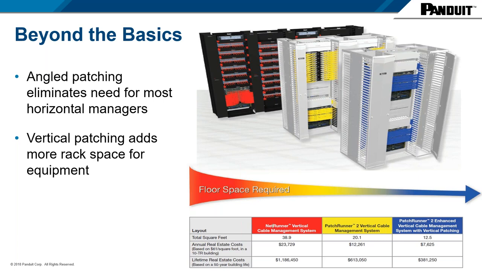Taking it a step further, upgrading to the PE2V, or the Patch Runner 2 Enhanced, we then moved our patching into the vertical space, and we're able to significantly reduce the overall footprint as well. You can see the lifetime real estate cost now dropped to below $400,000 when we started with a cost of about $1.2 million. So some very significant real estate savings here.